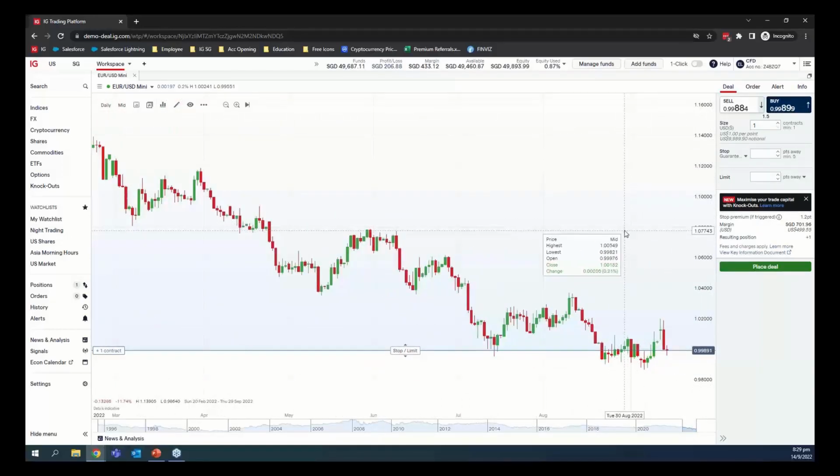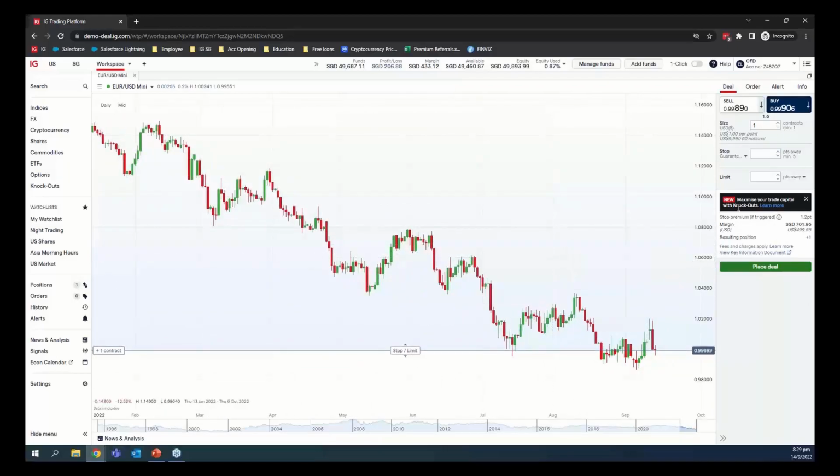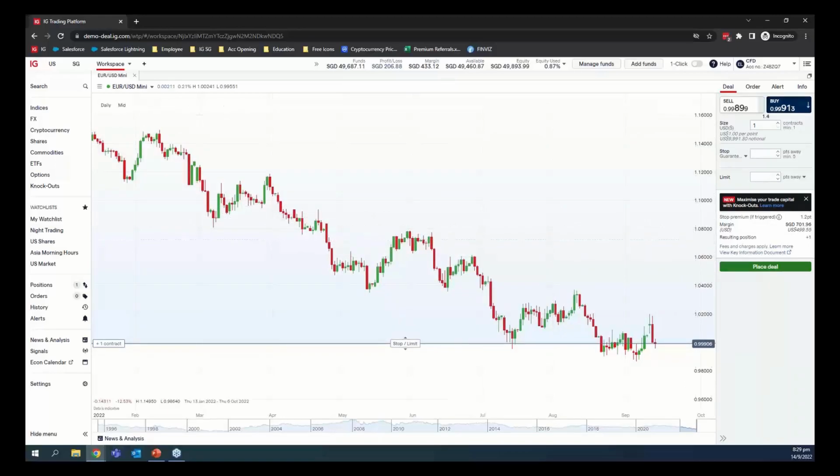So we could see more of a kind of carry trade strategy coming back. But just take note that more often than not, it is usually a cost to you.